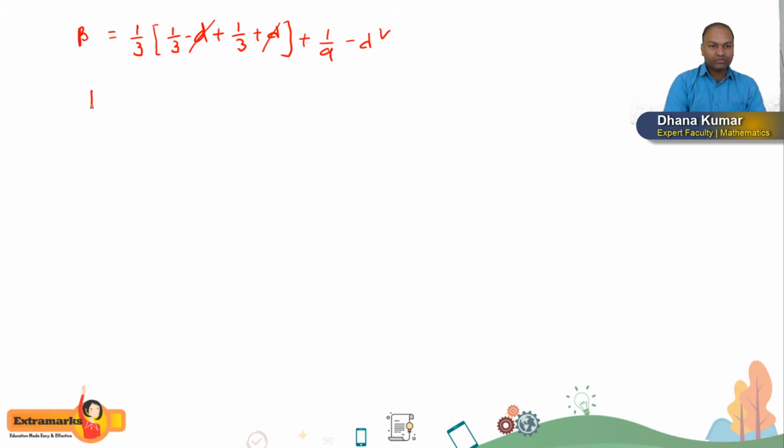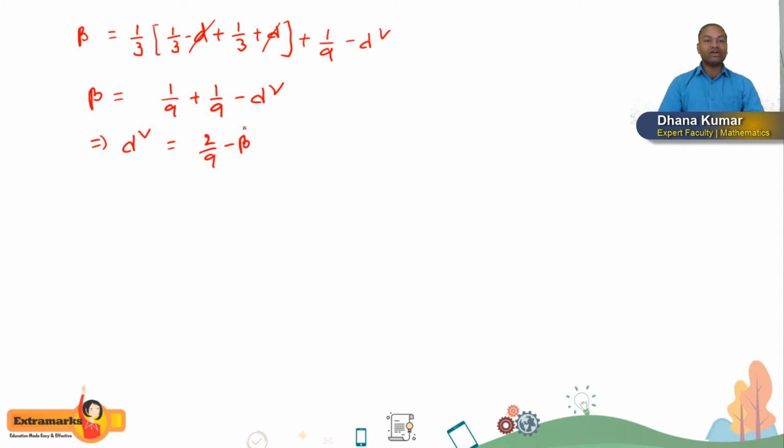So implies beta is equal to 1 by 3 into 1 by 3, that is 1 by 9, plus 1 by 9 minus d square. Minus d square, shift this side, plus d square is equal to 1 by 9 plus 1 by 9, 2 by 9, minus beta. Correct now? So here, d square value, how much we got? 2 by 9 minus beta.